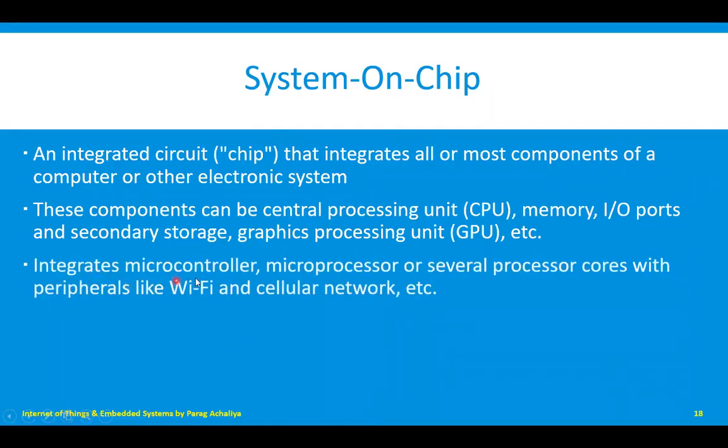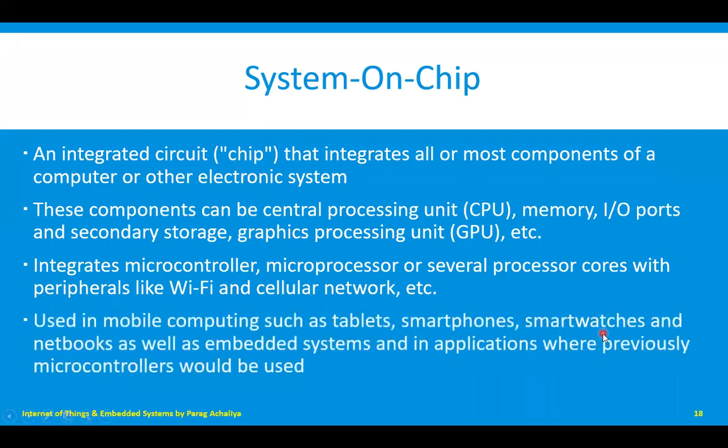It is going to integrate microcontroller, microprocessor or cellular processor cores with peripherals like Wi-Fi and cellular network, etc. Along with your microcontroller or microprocessor or other processors, this system on chip will have some other internet connectivity related things like Wi-Fi or cellular network, which is already built on that particular chip. That's why it is again treated as a system on chip.